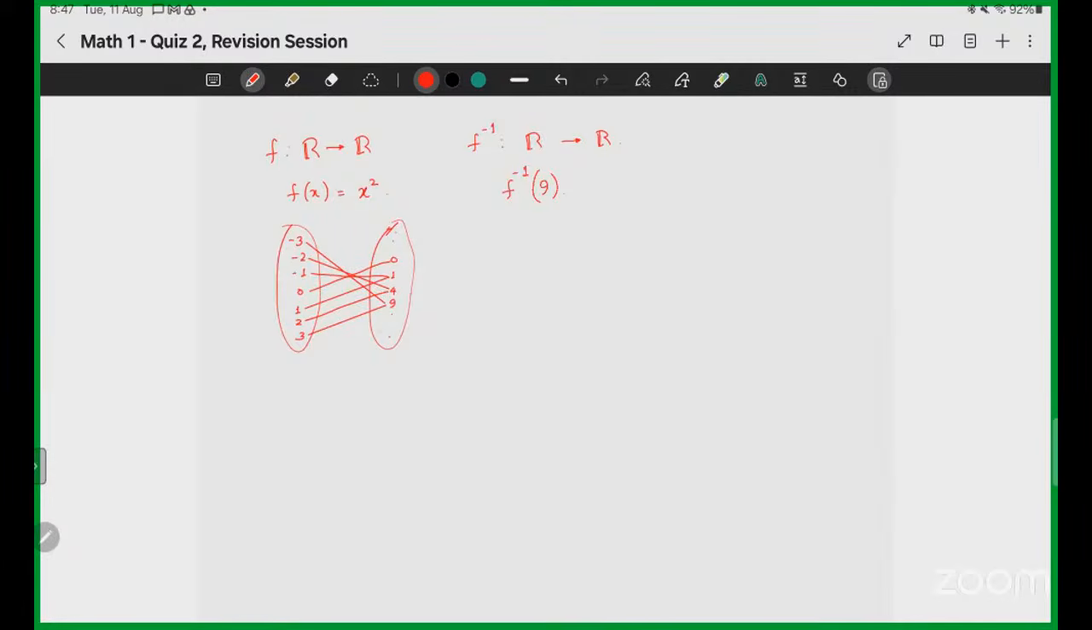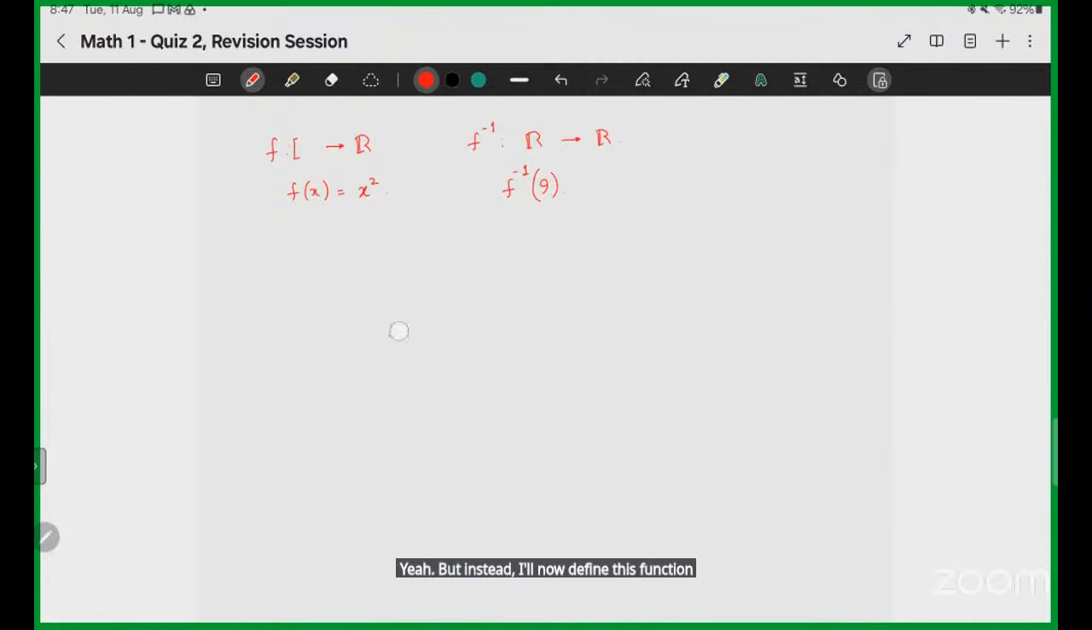there I have two choices. When I look at 9 and look at what it is mapped from, it is 3 or -3. But instead, I'll now define this function from 0 to infinity to R. So it's just on the non-negative real numbers. Now you see it's a one-to-one function, right? There is a single output for every input.